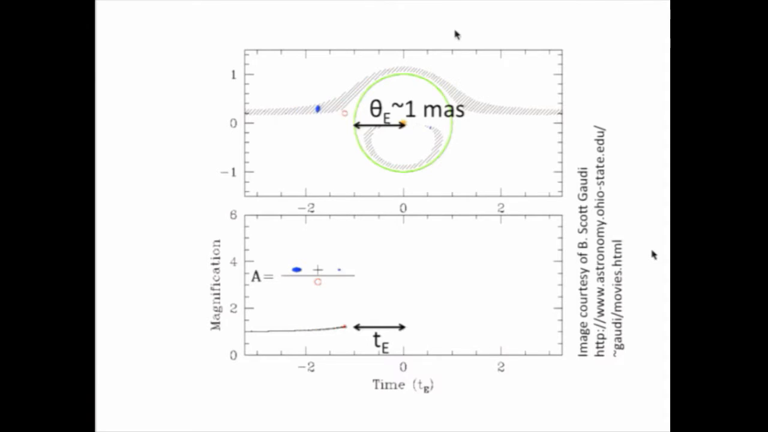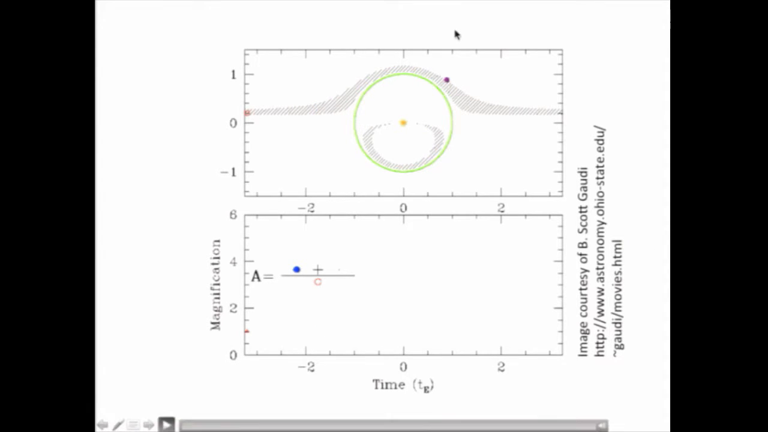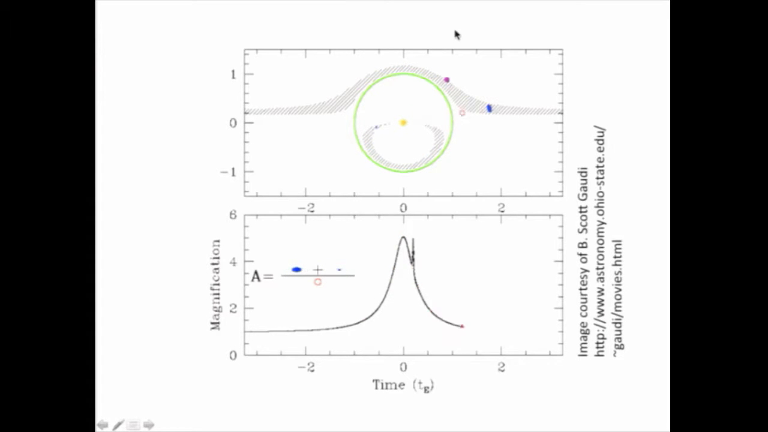If we have a planet around our lens star, let me play this movie, then we get an additional perturbation due to the planet. And so we can detect planets. That's what's going on in the underlying physical phenomenon of microlensing. But the theme of this workshop is: is there a planet in my data?